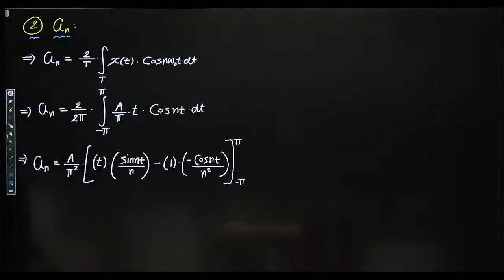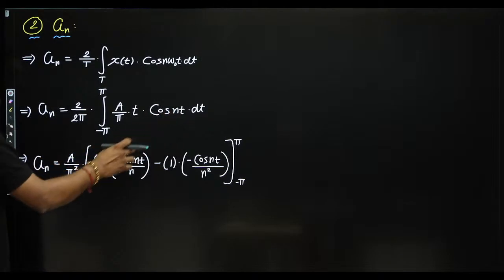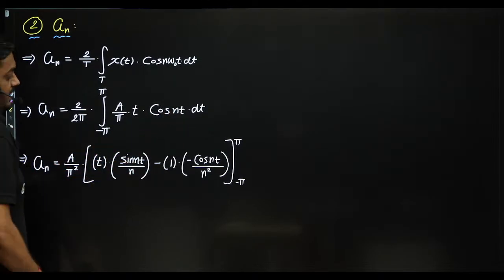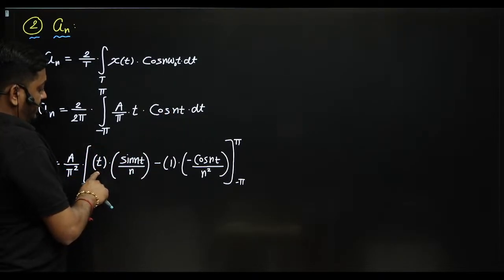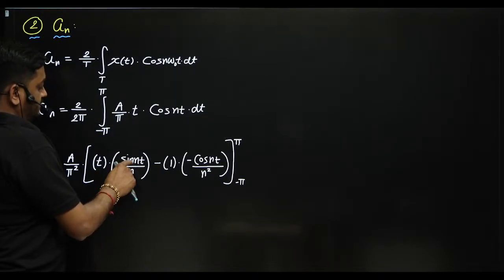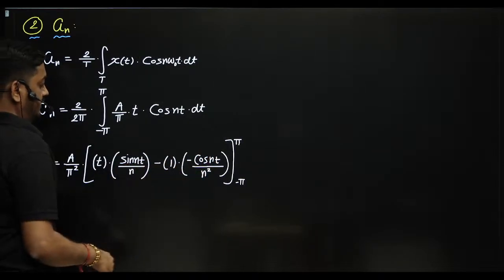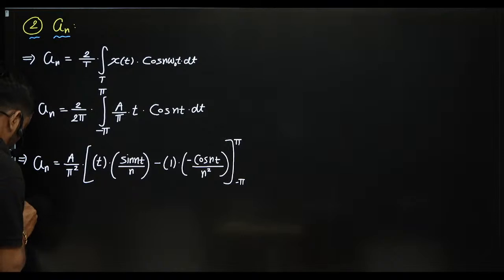Fine. See, t is fixed. Integration of cos nt is nothing but sin nt divided by n, guys. Now next, differentiation of t and again integration of this. So integration of sin nt is nothing but minus cos nt again divided by n, so n into n, n square, guys. Now you can put the value of pi.